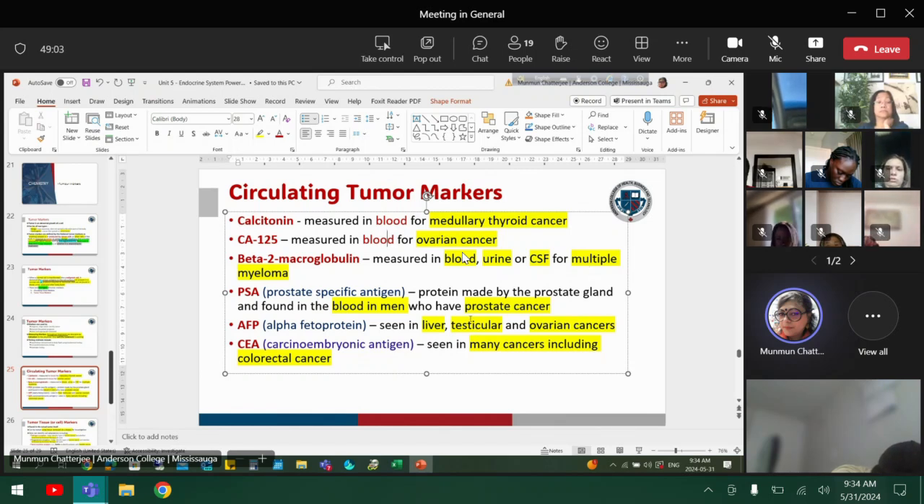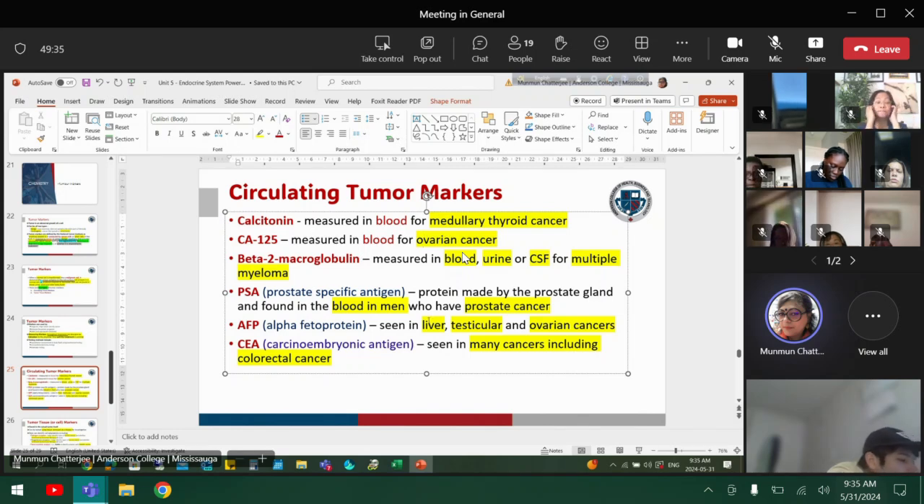PSA is prostate specific antigen for prostate cancer. It can be done in blood in men. AFP, alpha fetoprotein. It can be seen in liver, testicular, and ovarian cancer. It can be used for anything. Mainly they use it for the liver. For testicular cancer they can do PSA in addition. For ovarian cancer they can do CA125.